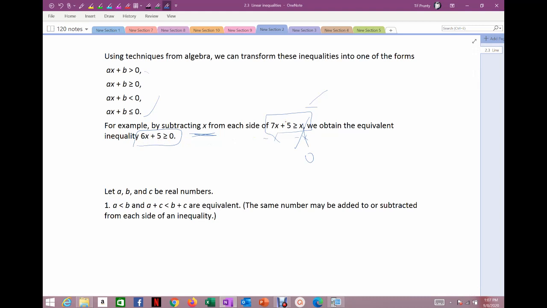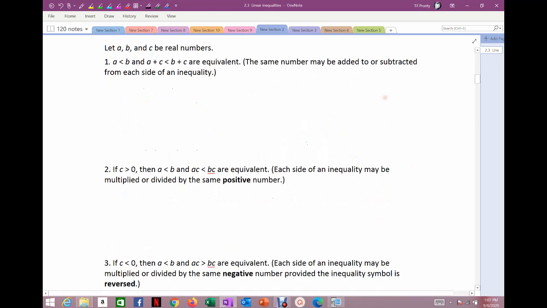The rules are basically the same rules for inequalities as we had for linear equations, except you have one more rule you have to watch out for. And it is that one more rule that will catch students off guard. The first one is the same thing that we did with equations.